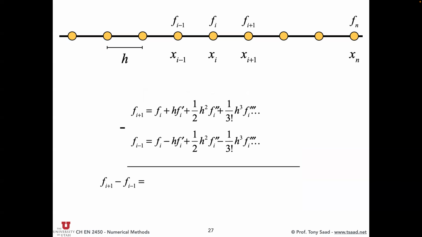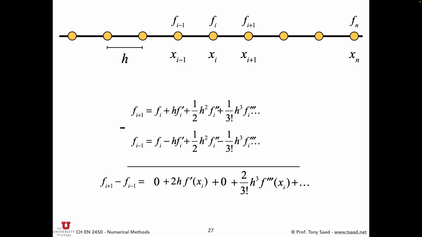f_i minus f_i, zero, very nice. h f prime_i minus minus h f prime_i, so that gives you two h f prime_i. Now, the h squared term you're going to subtract, and then you get an h cubed term, okay? I don't care what you do with the coefficient, but that h cubed term is eventually going to be divided by h, so this is the error, right?